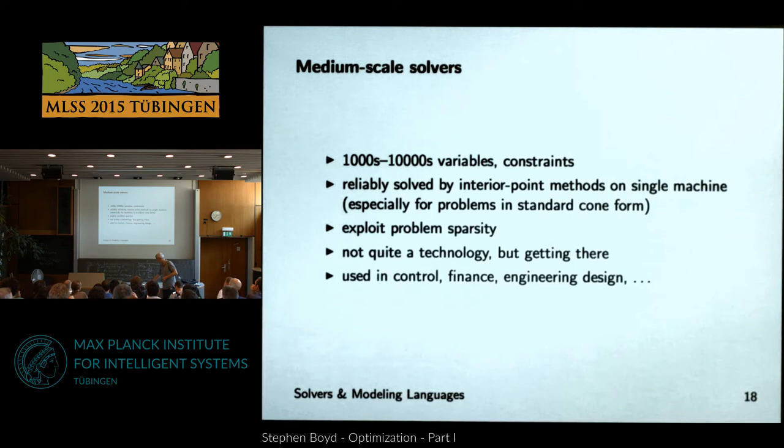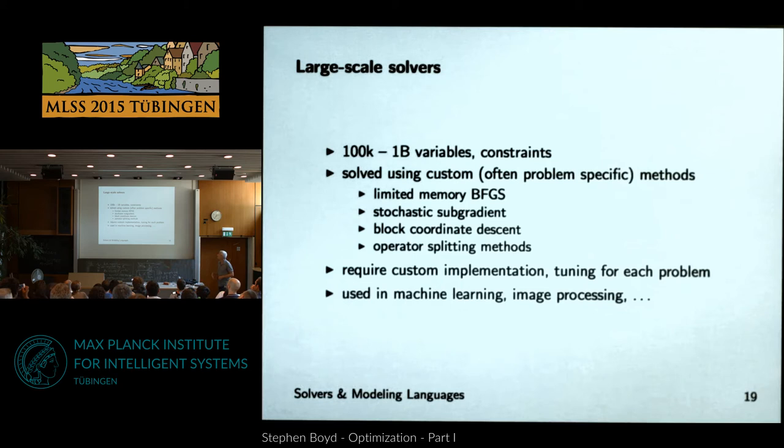If you want to do large-scale solvers, this would be things that are 100,000 to a billion variables. You can go more than that, too. It's not a big deal because these things scale. You would typically use some kind of problem-specific method. So you could use limited-memory BFGS, stochastic subgradient, block coordinate descent, operator splitting methods. And in fact, since I've already started this course, it's been 30 minutes, there have been multiple papers published on each of these, and variations, I might add, right? I presume none read by anyone here, but anyway. Every time you turn around, somebody has some new, fancy method.